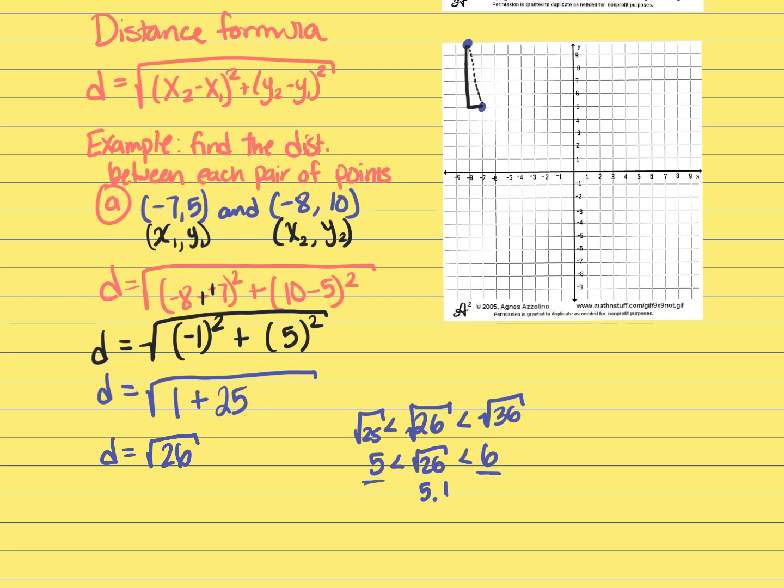So let me put that into a calculator real quick. It's 5.09, but if we round, it's 5.1. So the distance is 5.1. Of these 2 points, the distance between those 2 points is 5.1.